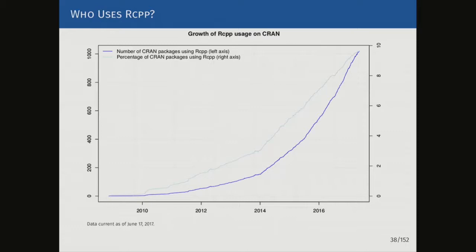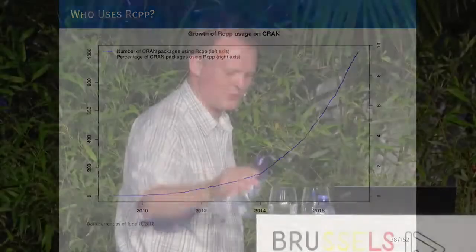That's the right-hand side scale, and it's the percentage of packages on CRAN using Rcpp. So we're bubbling up on 10%, which is pretty good. We're just under 1,100, and CRAN itself is just under 11,000.